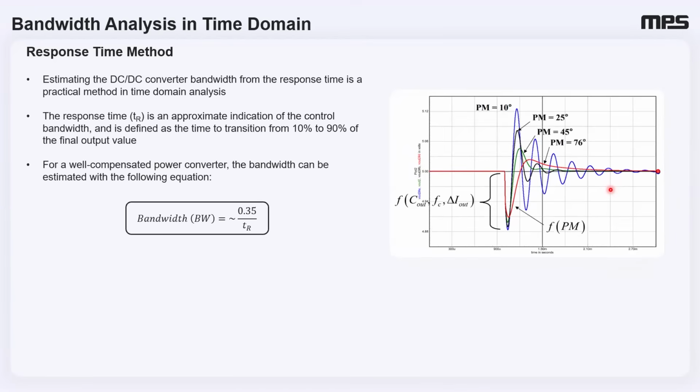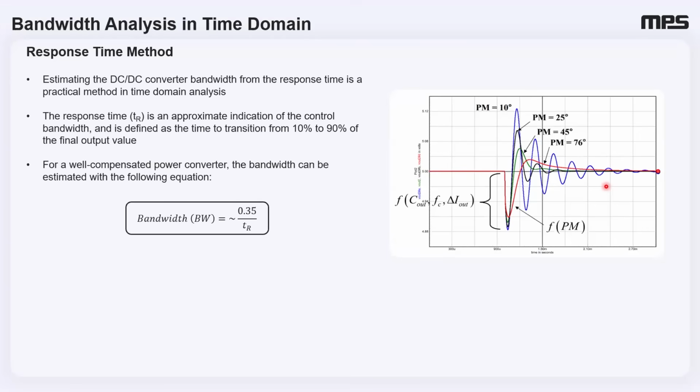Continuing our discussion on deciphering converter bandwidth in time domain, we'll now focus on a practical and widely used technique for estimating bandwidth, the response time method. This approach directly links the speed of the converter transient response to its effective bandwidth. Let's define response time, or TR. TR is the time it takes for the output voltage to transition from 10% to 90% of its final steady state value after a step change.